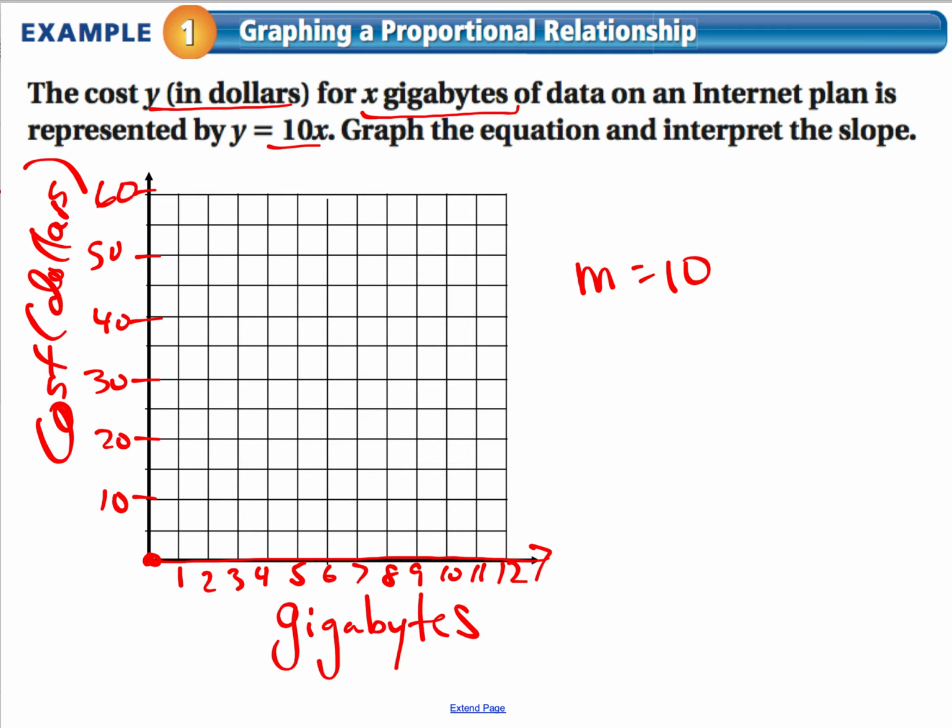Looks like you can get all the way up to 60. All right, and then with graphing these, my slope's 10. I need to treat that as 10 over 1. I can go up 10 and over 1. And then I can do it again, up 10 and over 1.